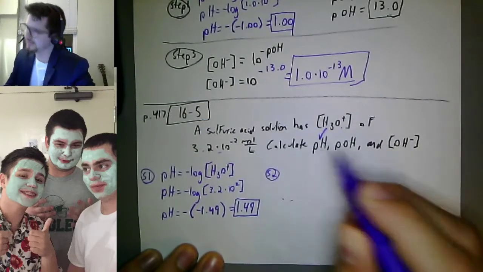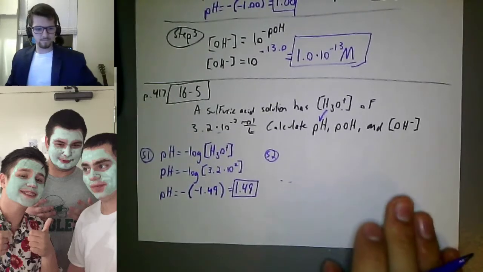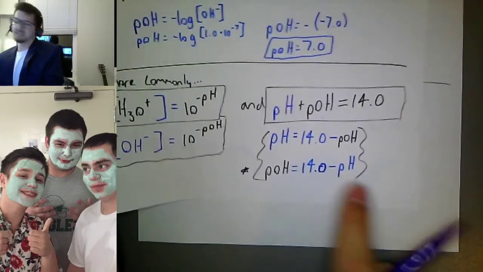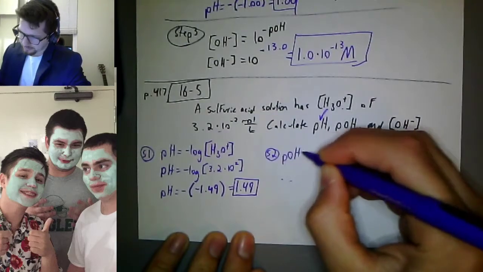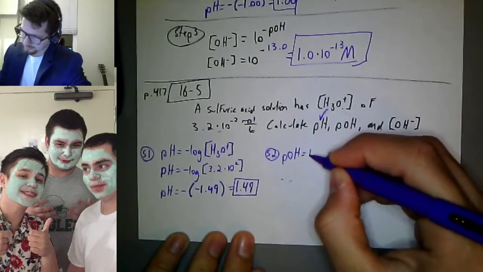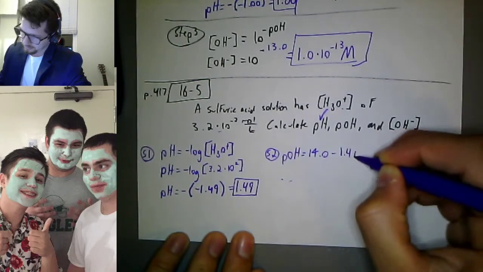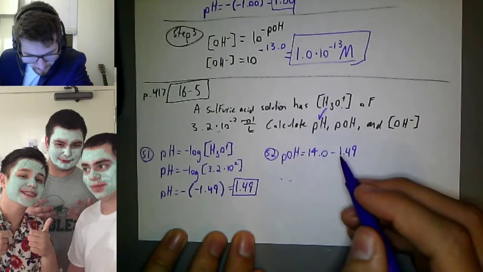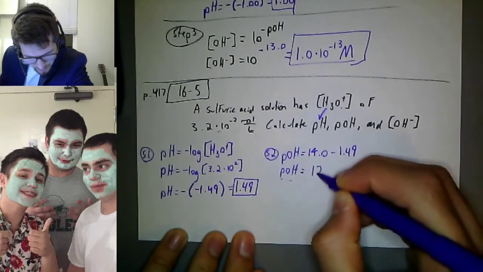Now I gotta find my pOH. What's my little equation to find pOH? That one. pOH equals 14 minus pH. Cool. So what's 14 minus 1.49? My pOH equals 12.51.